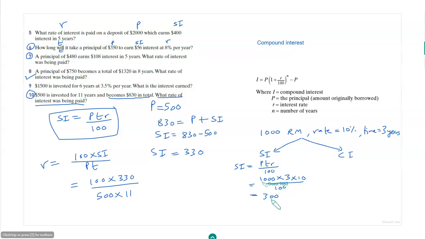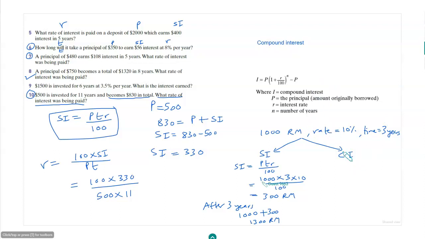Yes. So 300 ringgit is your simple interest. So at the end of 3 years, how much money will you have? After 3 years, you will have the 1000 ringgit principal plus 300. So you will have 1300. So this is what happens in the case of simple interest. Now let's see what happens for compound interest.